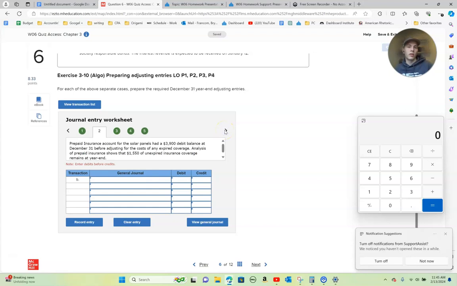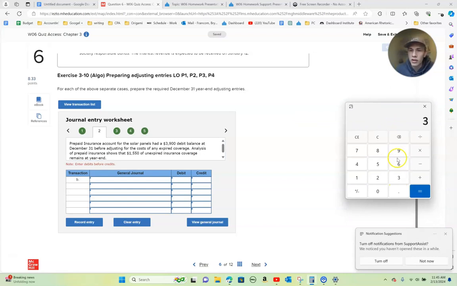All right. For question number 2, it says prepaid insurance for the solar panels has a 3,900 debit balance at December 31st before adjusting for the cost of any expired coverage. Analysis of prepaid insurance shows that 1,550 of unexpired insurance coverage remains at the year end. So let's go ahead and do this. The prepaid insurance is worth 3,900, meaning that they bought some insurance for $3,900 that would go into the future, and they didn't just expense it all at once. It is expensed throughout the year as they use that insurance.